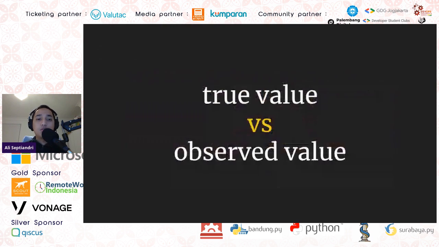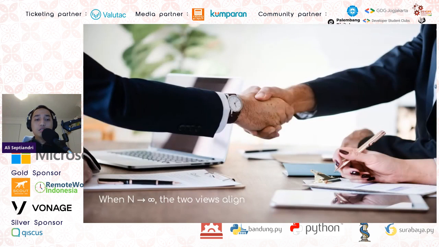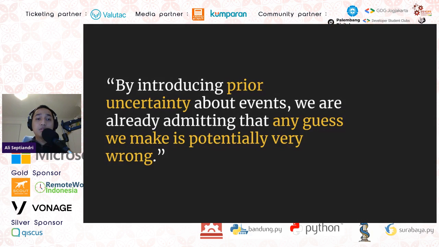So that's the problem of true value versus observed value. As we acquire more and more instances of evidence, our prior belief is washed out by the new evidence. And when n goes to infinity, the two views, the Bayesian and the frequentist views, will be aligned. But by introducing prior uncertainty about events, we are already admitting that any guess we make is potentially very wrong. So what we are trying to do here is to find less wrong answers.